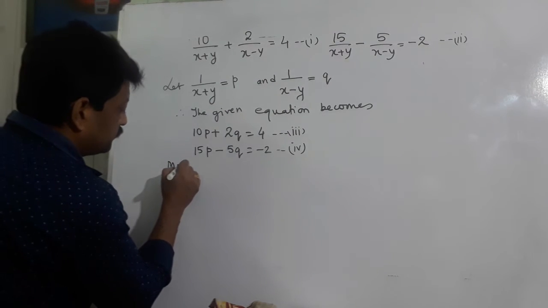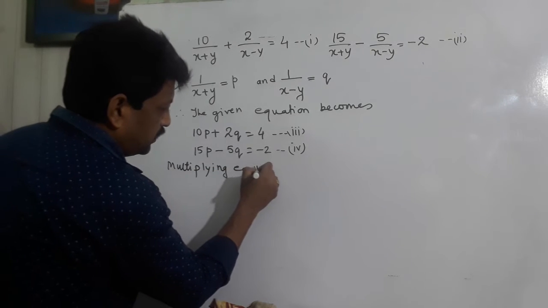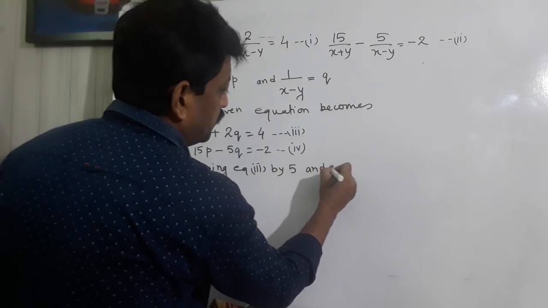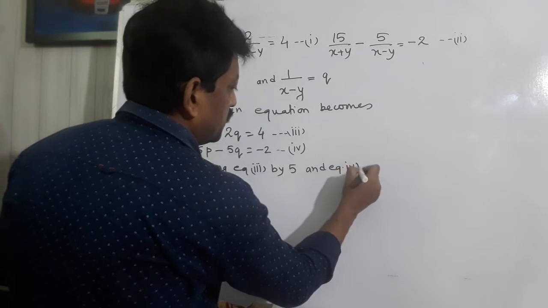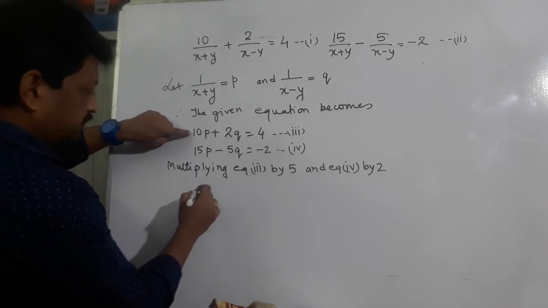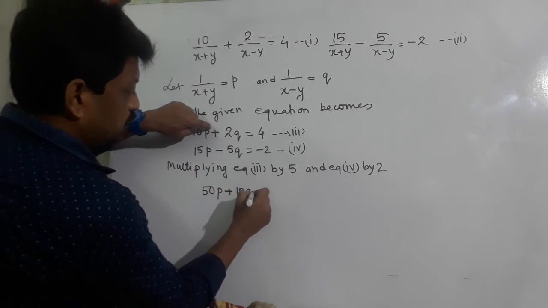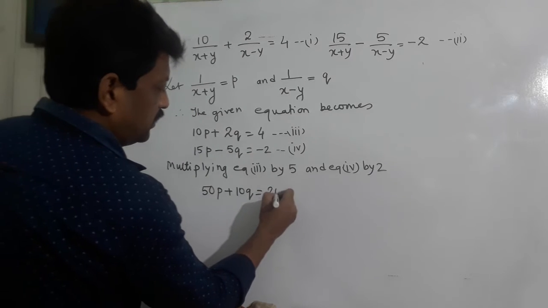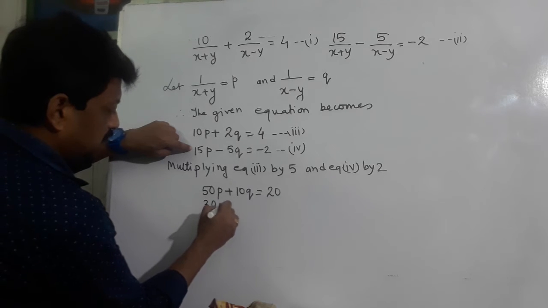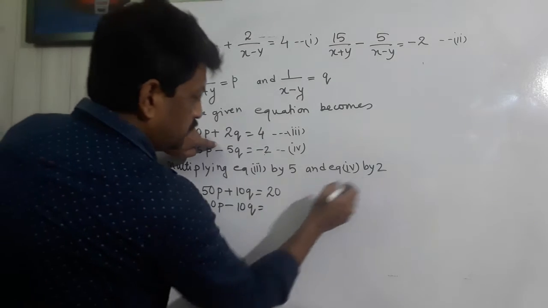So multiplying equation 3 by 5 and equation 4 by 2. This will be multiplied with 5, so this will become 50p plus 10q equals 20. Similarly, this is multiplied by 2, so 15 into 2 is 30. 30p minus 10q equals minus 2 into 2, which is minus 4.